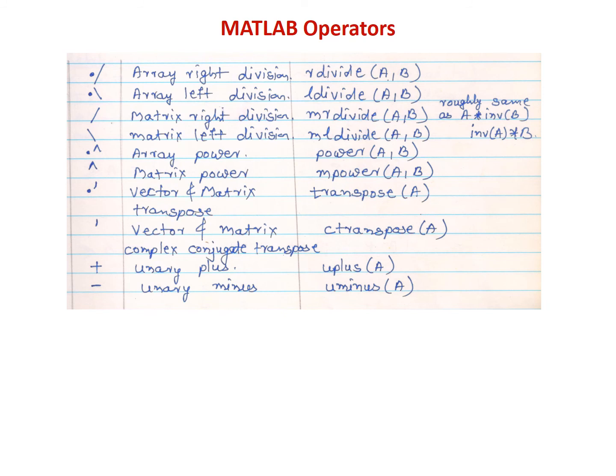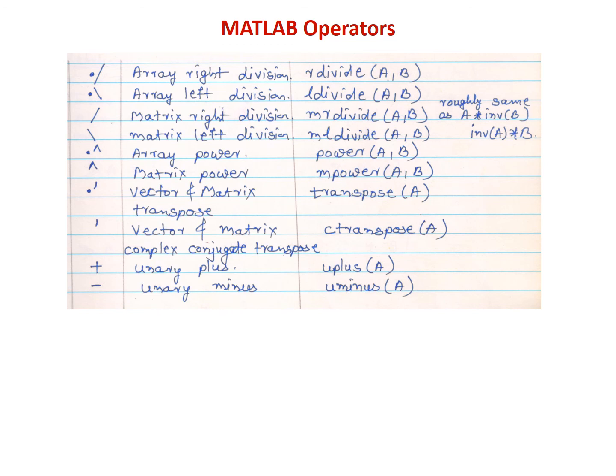Dot upper caret, array power, that is power(a, b), and then upper caret, that is the matrix power. MATLAB function is mpower(a, b). After this, dot single quotation mark, that is vector and matrix transpose, and the function is transpose(a). After this, only single quotation mark, vector and matrix, that is ctranspose(A).